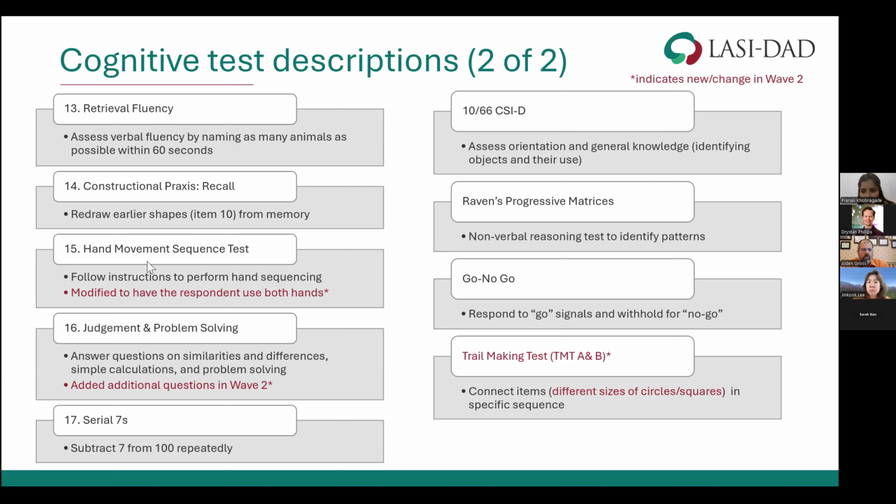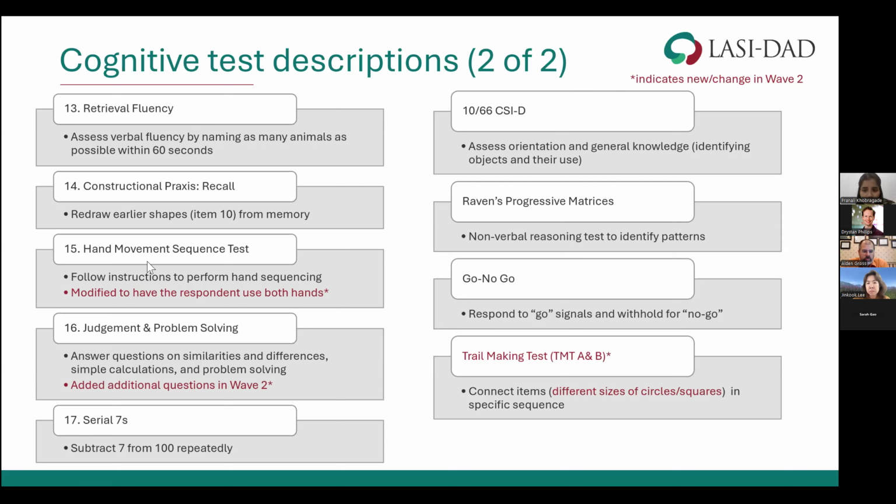We modified the hand sequence movement for palm up and down movement, clench and extended hand movement to require the respondent to use both hands. That added an extra challenge, whereas in wave 1, we used only one hand.